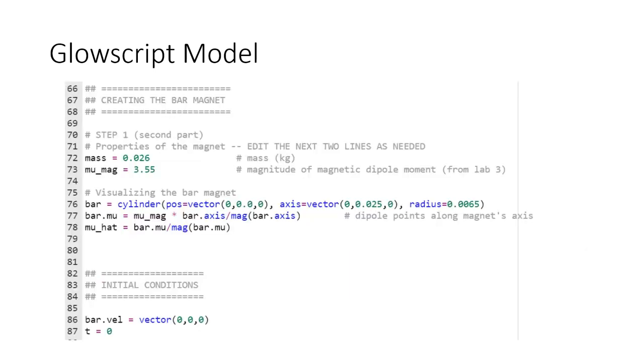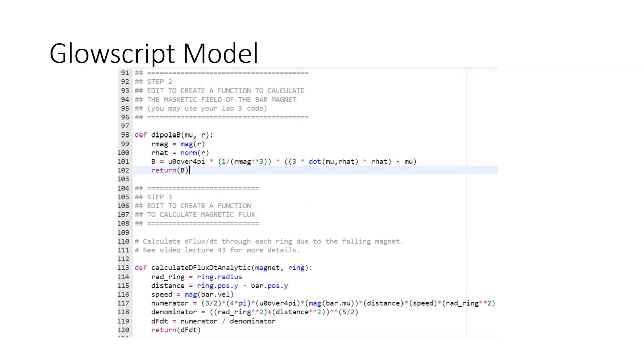Here we put in the measured values of our bar magnet, so its mass and the dipole moment, and then it creates that cylinder object that represents the bar magnet in our experiment and sets its initial velocity at 0. We write a function to calculate the magnetic field of the bar magnet using our mu and a certain distance. So this was taken from lab 3 and an equation we were given for that lab.